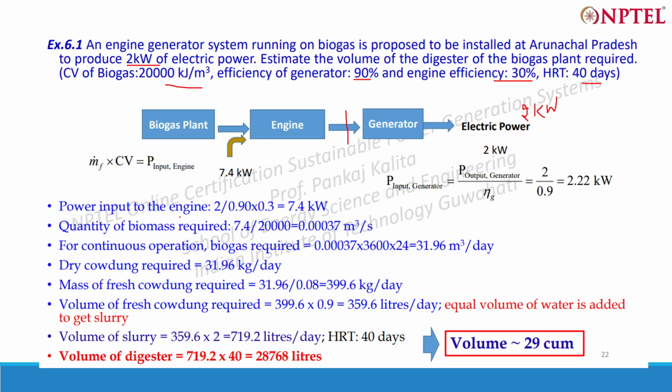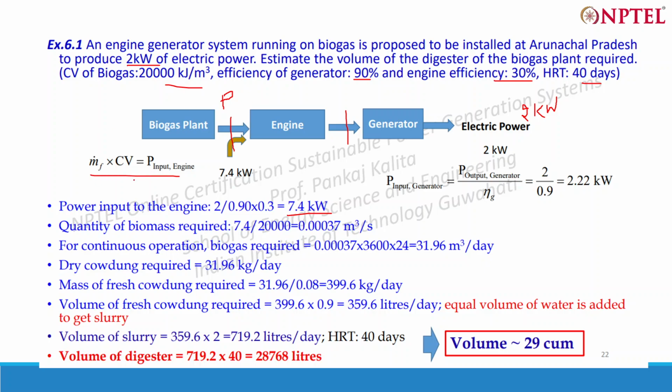Basically here you want to calculate the powers. First thing you do is calculate the power input to the engine. The efficiencies of these two are given, so you divide the 2 kilowatt by the efficiency of generator, that is 90%, and the efficiency of engine, that is 30%. So power input to engine is 7.4 kilowatt. And then to produce 7.4 kilowatt you need to input some quantity of biogas.